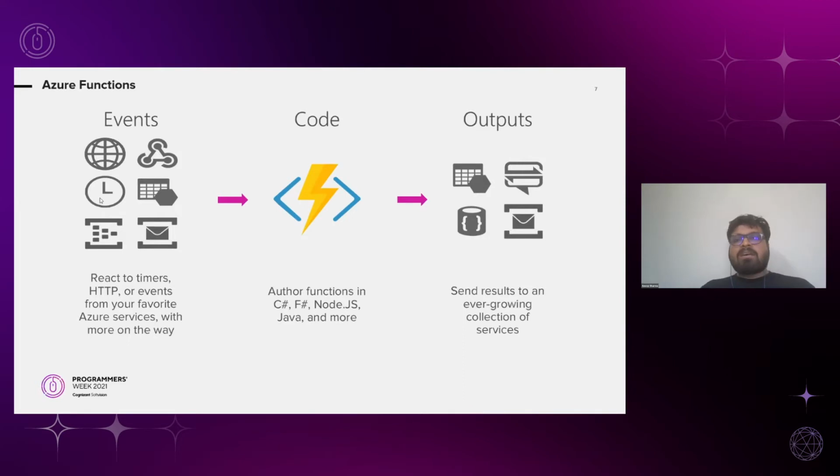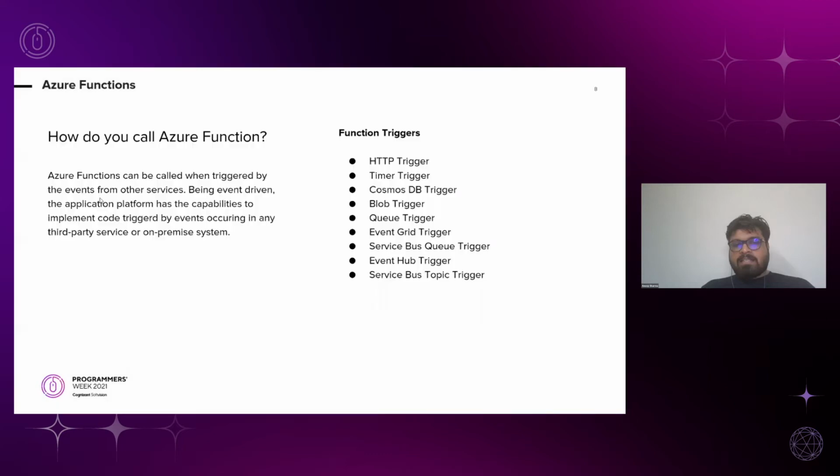And how do you call an Azure function? Like I said, how do you call an Azure function? An Azure function can be called when triggered by events from other services. It's an event-driven application platform, based on events. So it has the capability to run code triggered by events occurring in any third-party or on-premise system. So you can see here the set of triggers available on Azure services for Azure functions.